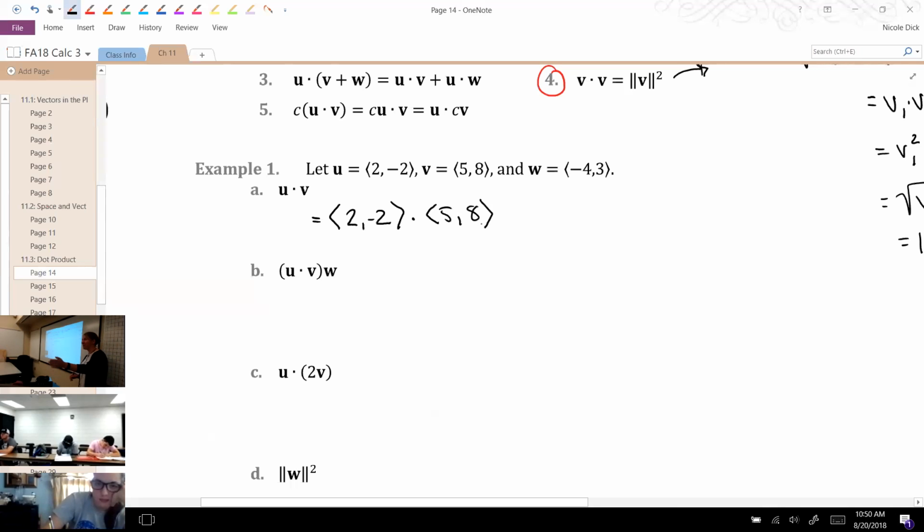If you'd rather write them as a linear combination of i, j, and k, do that too, but this is just a little more concise. So, definition of dot product: we are going to take the x component times the x component, and then add that to the y component times the y component. And so the algebra then is fairly simple. We're going to have 10 minus 16, or negative 6.